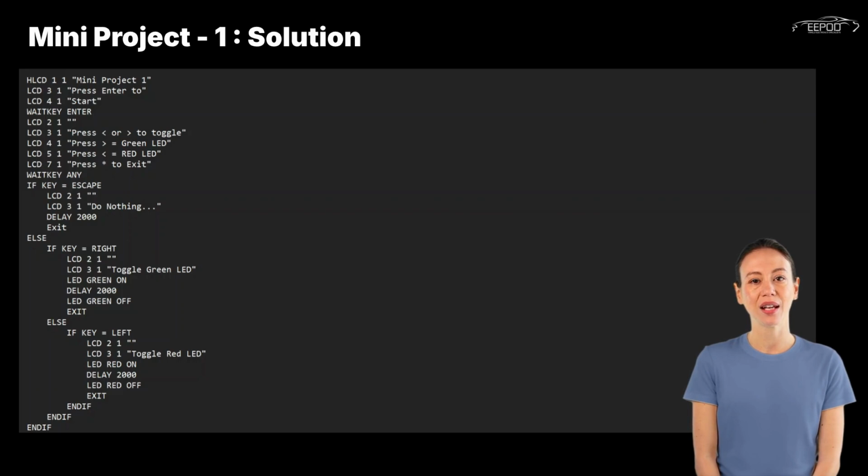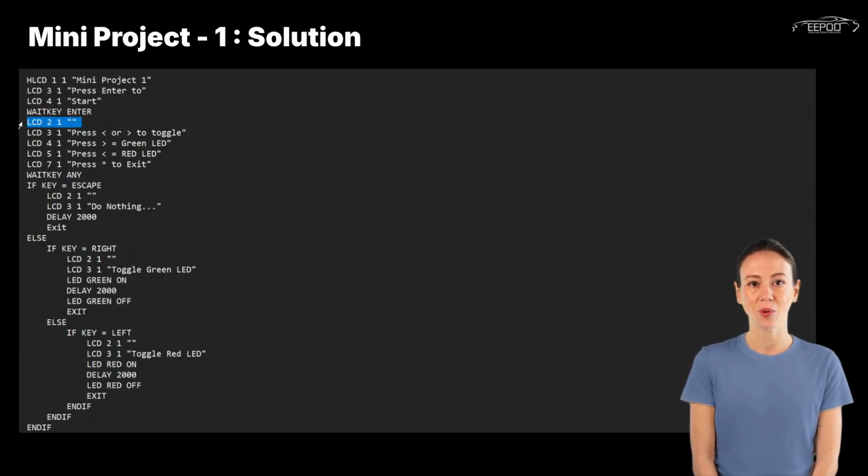All right, here's how the script works. Step by step. HLCD row 1, column 1, mini project 1. This highlights mini project 1 at the top of the screen. Next, using these 2 lines, the user knows to press enter to continue. We wait for the enter key using the wait key command.